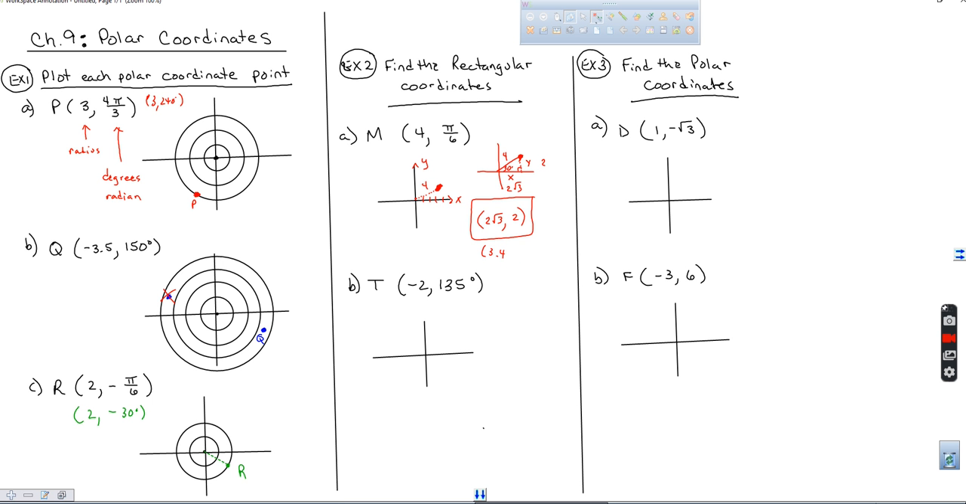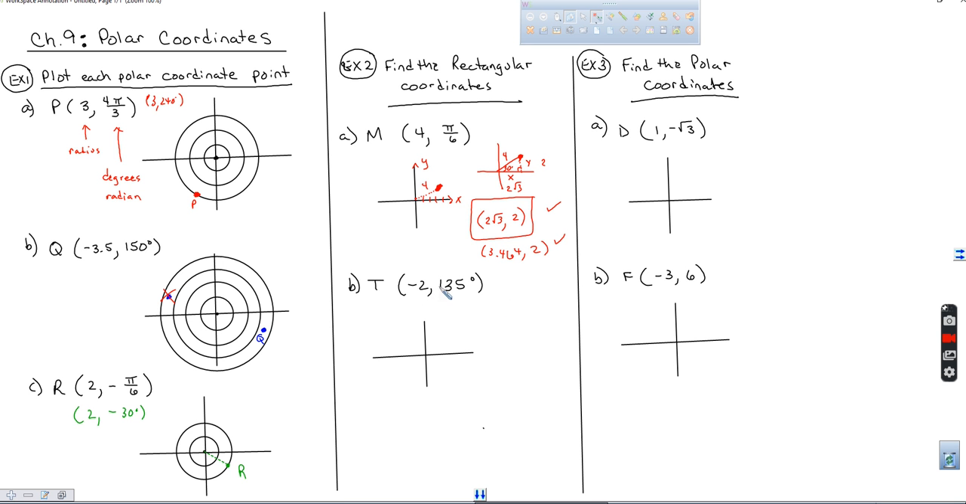Let me get the calculator here. 2 square root of 3, just to make sure, 3.46. Okay, so more like 3.464, and then 2. You would have to go 3.4 units this way, and then 2 units up to land right there. Okay, that's rectangular coordinates. This is my answer, or this one in decimal, but it's still the same thing. All right, let's do this one.